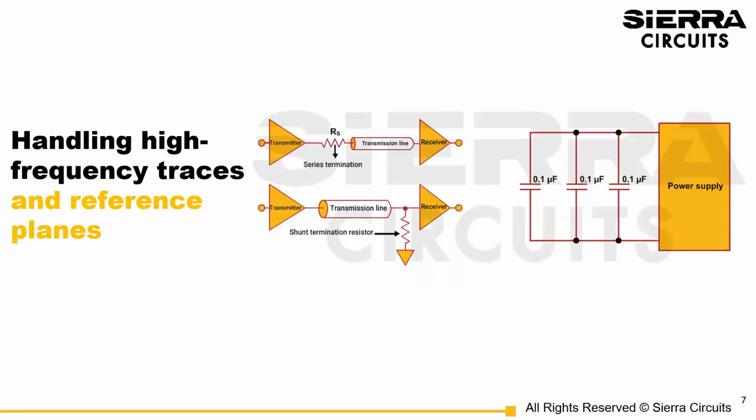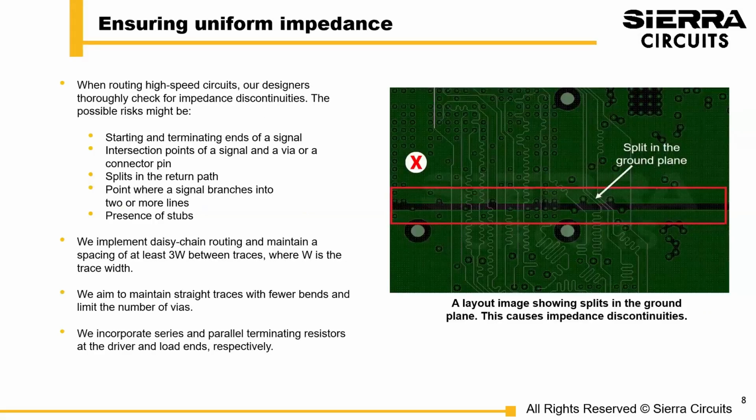We start with handling high frequency traces and reference plane. One of the most important things is ensuring uniform impedance. When routing high-speed circuits, our designers thoroughly check for impedance discontinuities.